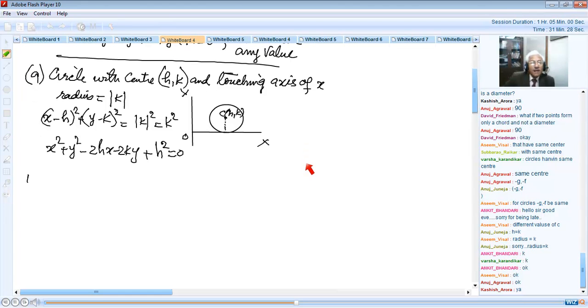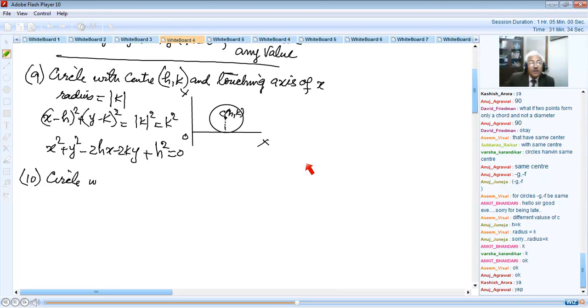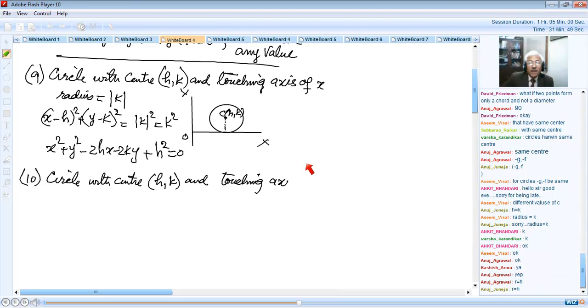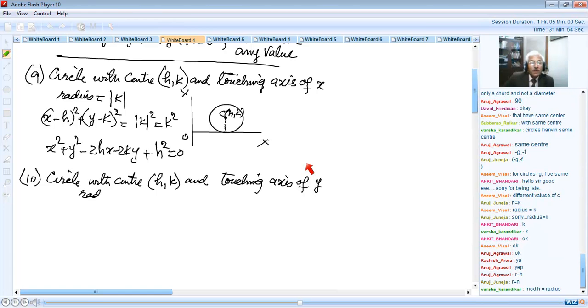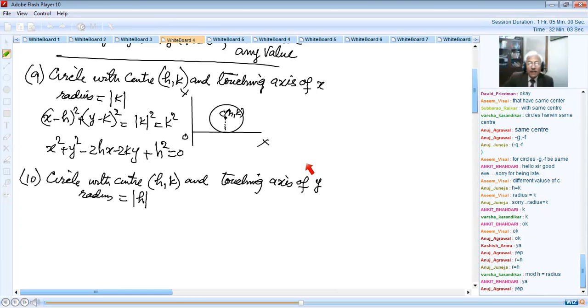Is that all right? I take up now the same thing. What will be the circle with center (h, k) and touching the y-axis? Radius will be what? Radius will be mod of h. That's right, mod of h is a better way of putting it. Why? The reason is simple. I'll give you the reason here.